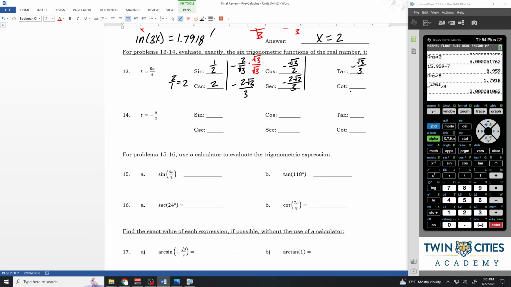Okay, now, cotangent, same thing here. I'm going to take negative square root of 3 over 3, and I'm going to flip that upside down because this is going to be the reciprocal. So negative 3 over the square root of 3. Same thing here. Let's rationalize the denominator. This will be negative 3 square root of 3 over 3. And I can actually divide out these 3's, leaving negative square root of 3.